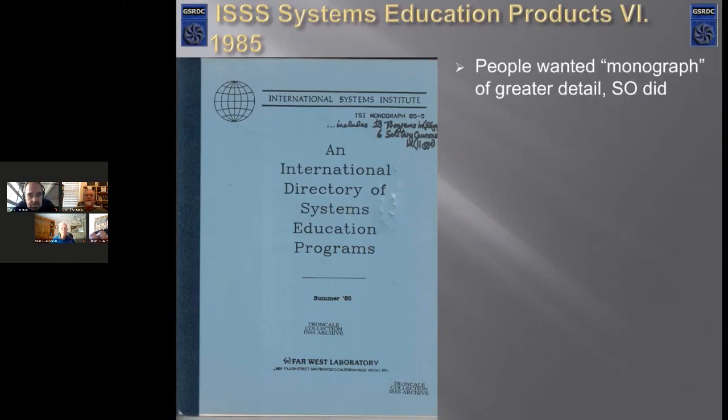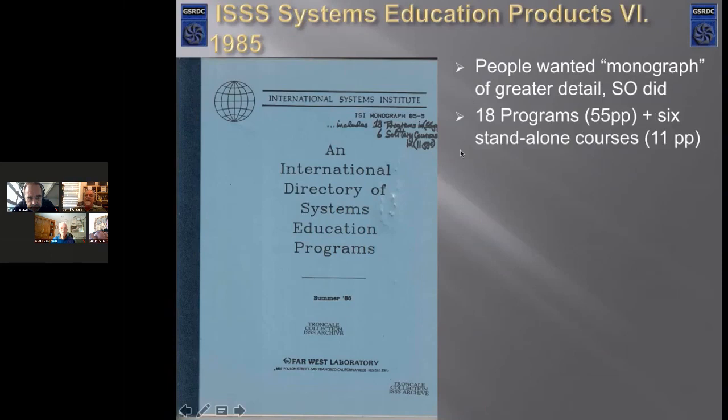A sixth product was a monograph of greater detail, because people wanted one, so we did it. The 18 programs are described in 55 pages, along with 6 standalone courses. Not the one I just described, Frontiers in Science, that's not included in this.